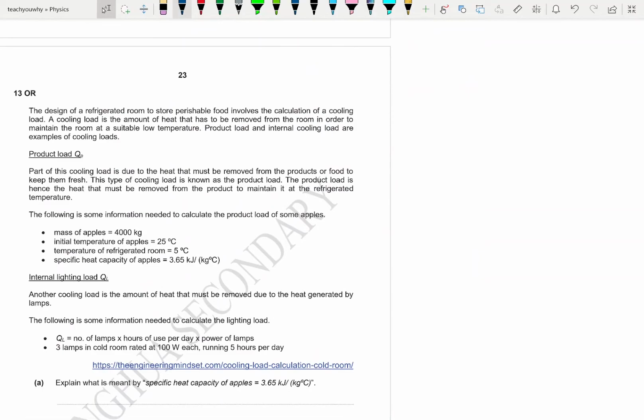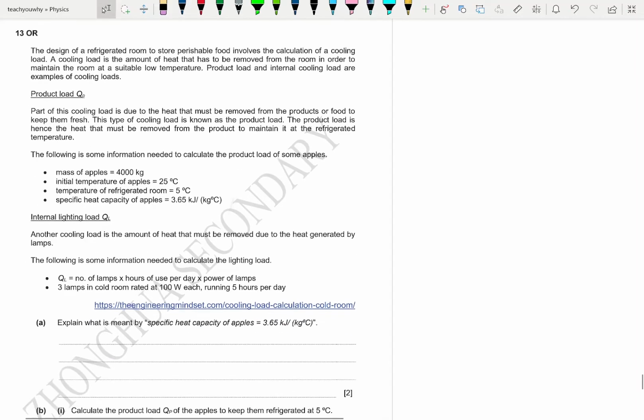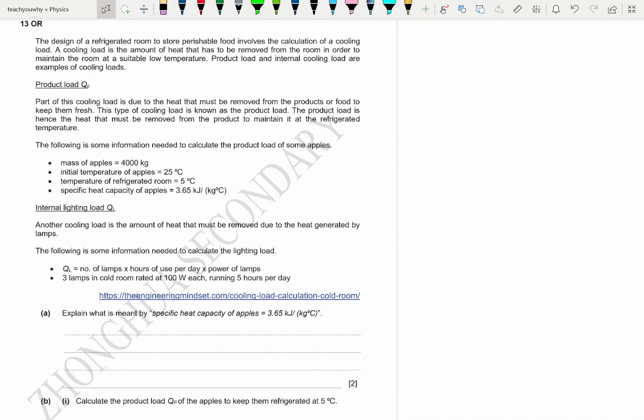Okay, last question. Question 13: the design of a refrigerated room to store perishable food involves calculation of a cooling load. A cooling load is the amount of heat that has to be removed from a room in order to maintain the room at a suitable low temperature. Product load and internal cooling load are examples of cooling load. Part of the cooling load is due to the heat that must be removed from the product or food to keep them fresh. This type of cooling load is known as product load. The product load is hence the heat that must be removed from the product to maintain its refrigerated temperature.